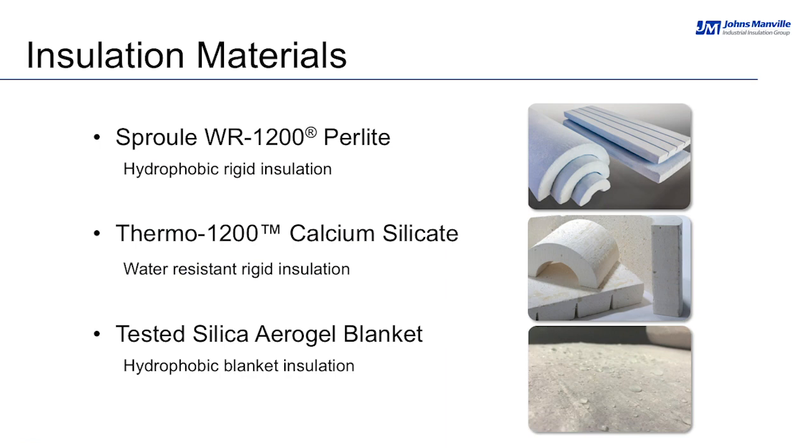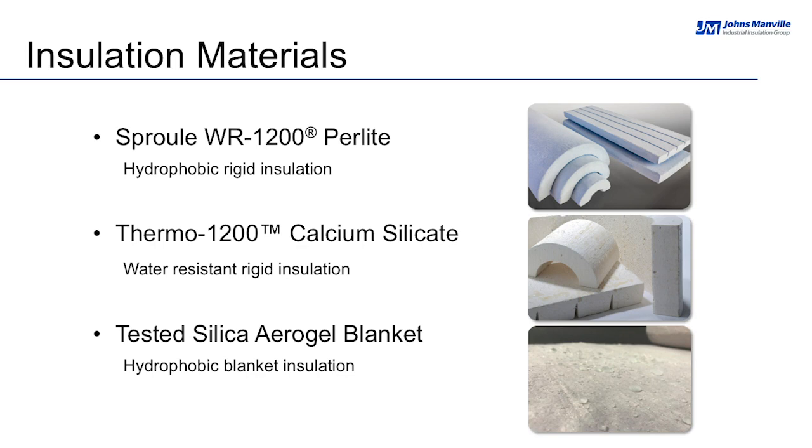As I mentioned earlier, in the last test sequence we presented last year, we tested 2 different hydrophobic blanket insulations, our Insulthin and a silica aerogel blanket. This year, we looked at 2 of Johns Manville's preformed rigid insulations, the Sprule WR1200, which is an expanded perlite-based product, and Thermo 1200, which is a calcium silicate-based product.